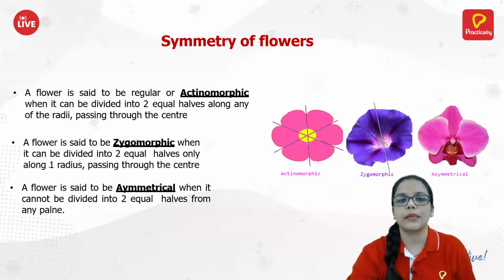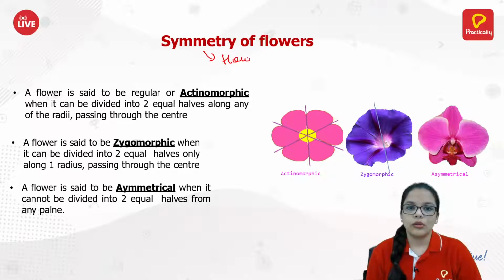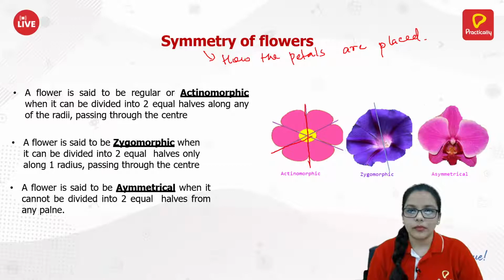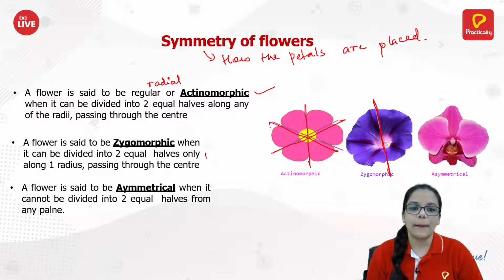Now, symmetry of flowers. Flowers can be differentiated in terms of symmetry, like how the petals are placed. On the basis of that, they have been divided. One is actinomorphic. From any part you divide it, you'll get equal halves. That is actinomorphic. Zygomorphic can be divided only once, in only one plane. Okay, this is radial. Okay, this is bilateral.